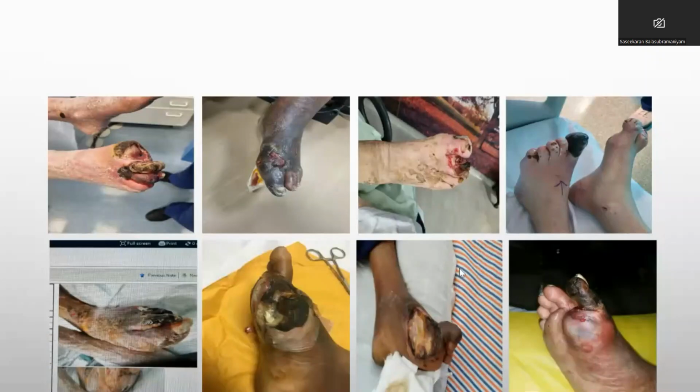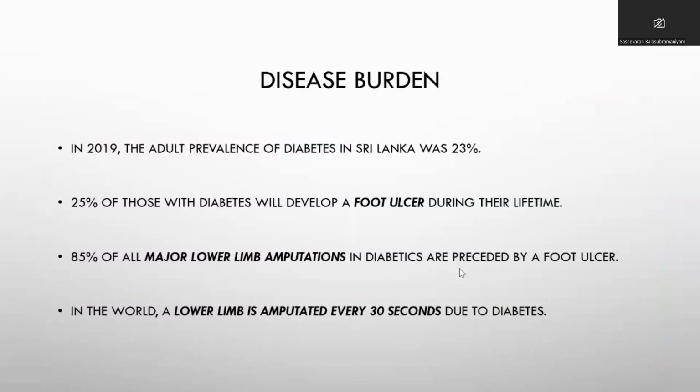I haven't included these to make my presentation colorful or to start with a very bad introduction. These are ulcers you can treat, and you can give a good outcome to the patient. Something about diabetes and foot ulcers around the world, to remember the figures.